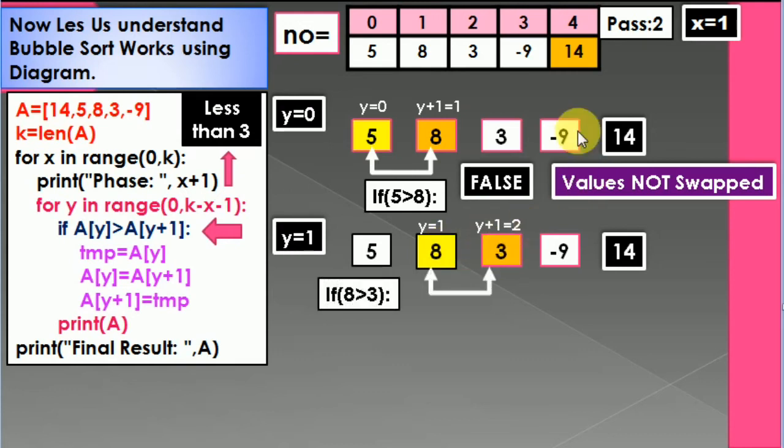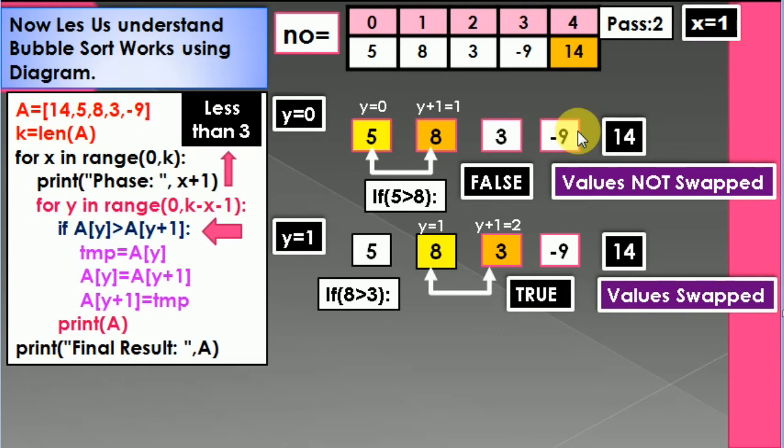And what is that condition? Is a greater than 3? That is true. Then the values are going to be swapped again. 3 comes this side and 8 goes that side, meaning they are going to change places. Now what is going to happen? The value of y is going to be incremented. So the value is now 2.